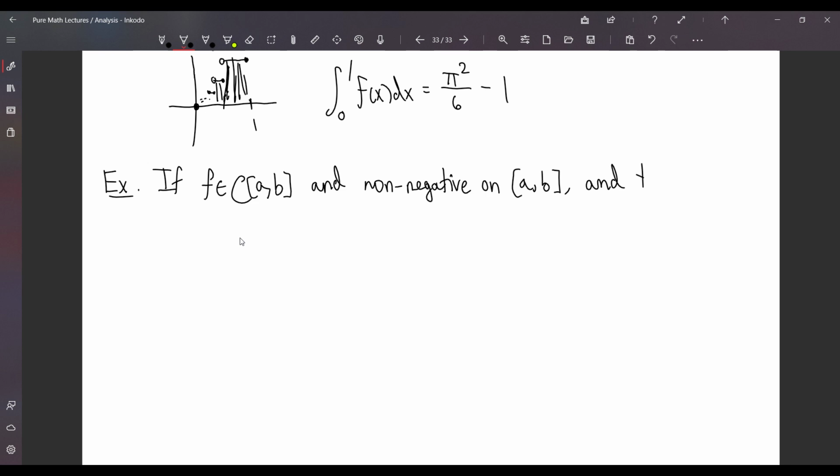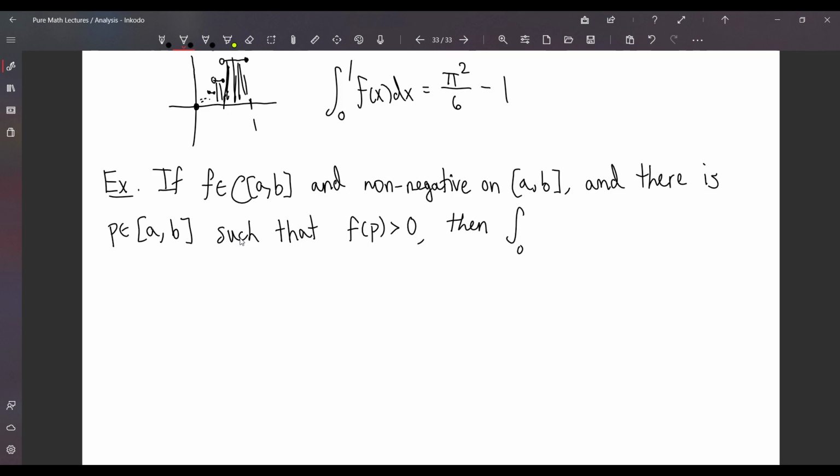And there is some point in the interval such that it is positive, then the integral of f is positive. Right? So first I want to mention why we have this continuity condition. Well, you can construct a function which looks like this.